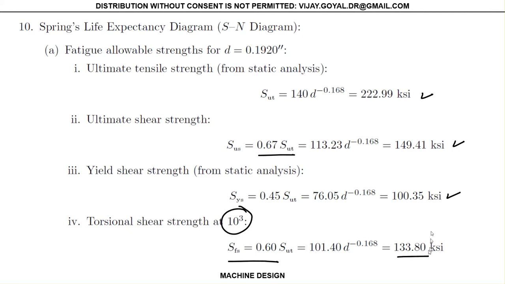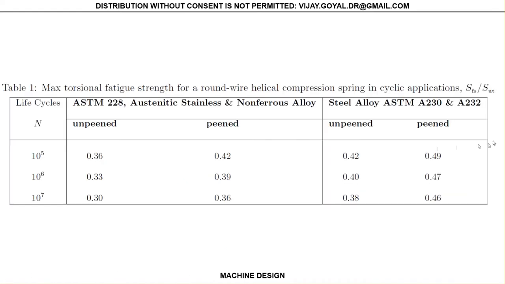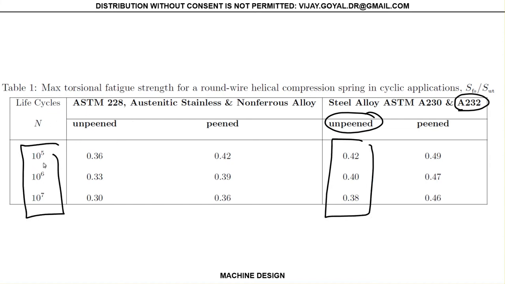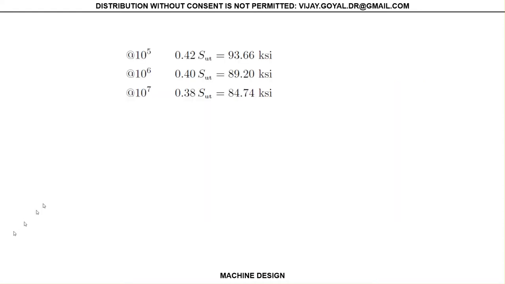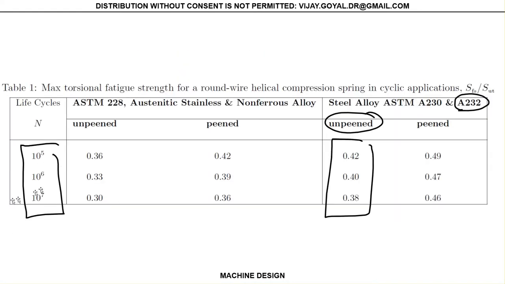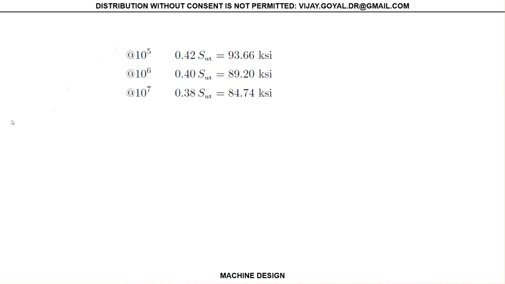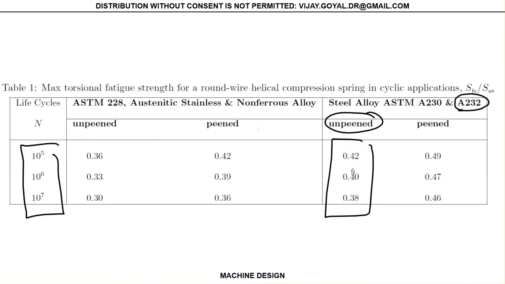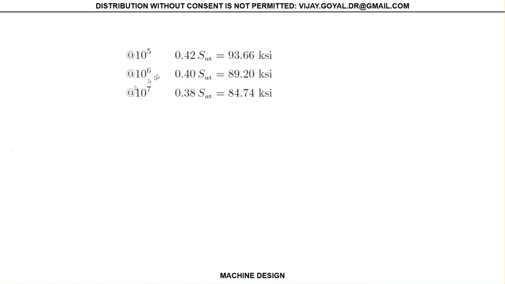That gives you 133. And then I need to go to the next table, and the problem said it was 232, and it was unpinned. So these are the values I will use for this particular load life cycles. When I do that, that's why I'm using this 0.42, 0.40, 0.38, and evaluate this, you get this.